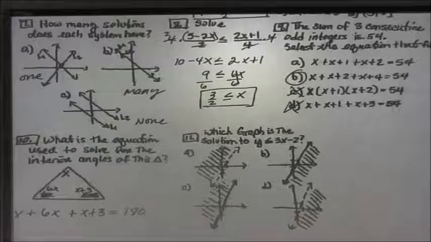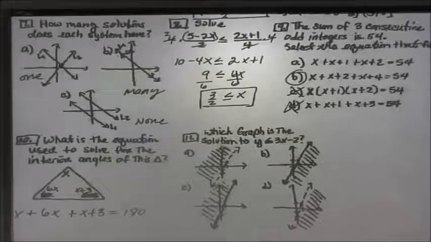Now, they may ask you just to write the equation, right? Or they may ask you to actually find the angles. Either way, you still got to have the right setup. Number 11, it says which graph is the solution to y is less than or equal to 3x minus 2? Tell me which ones can't be our answer.